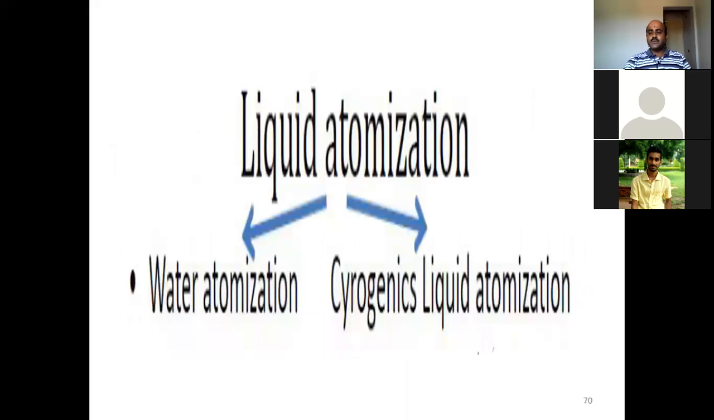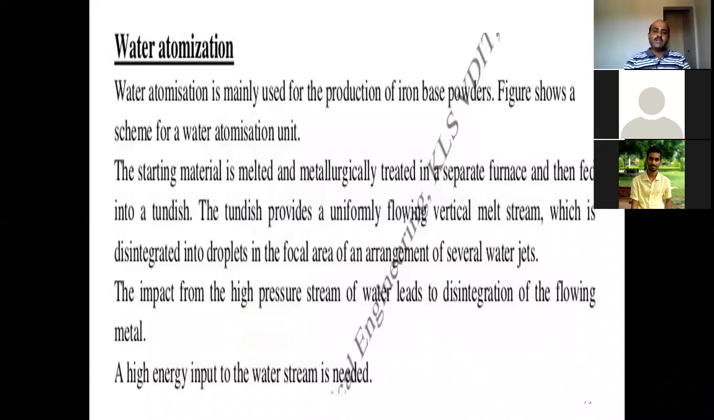Okay. Let us move on to the second atomization technique, which we call liquid atomization. We discuss liquid atomization under two different headings. One is called water atomization, and the second one is called cryogenic liquid atomization. What is the basic principle behind these two different types of liquid atomization? We will discuss in detail now. Let us start with the first one, water atomization. Water atomization is mainly used for the production of iron-based powders.